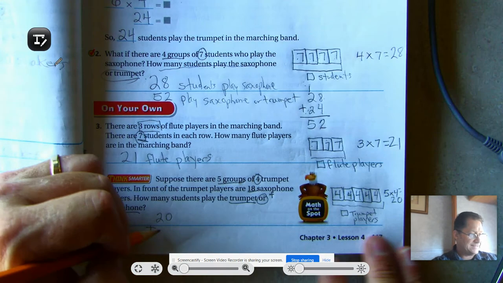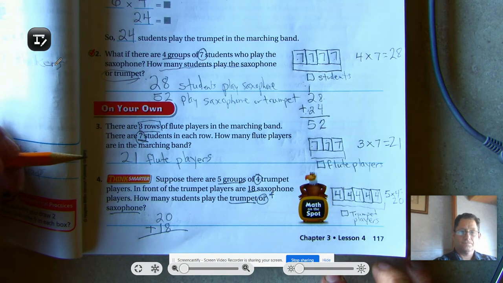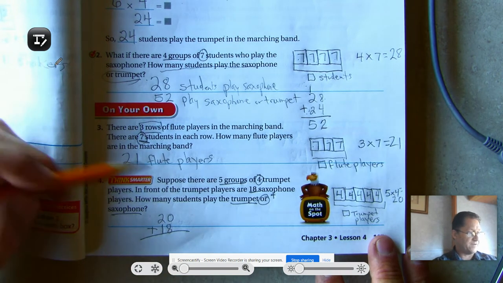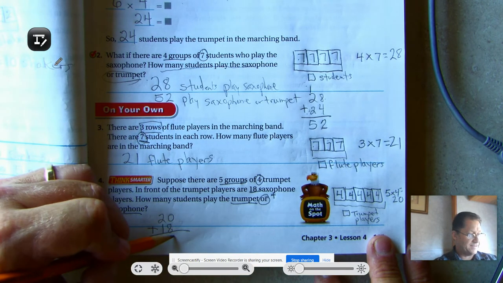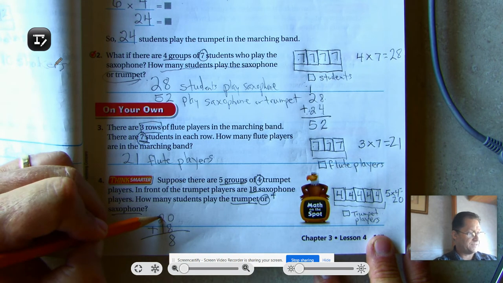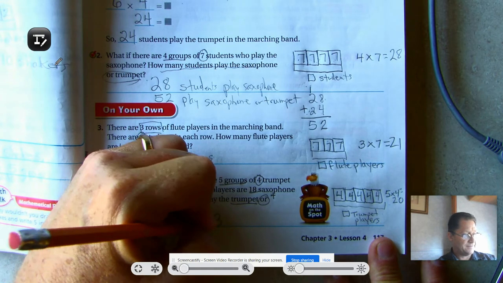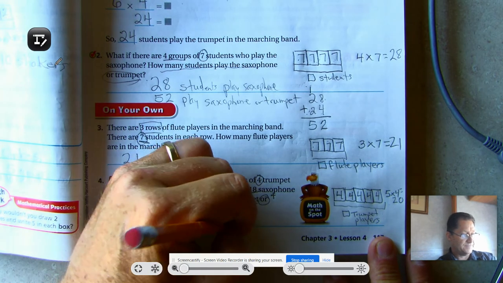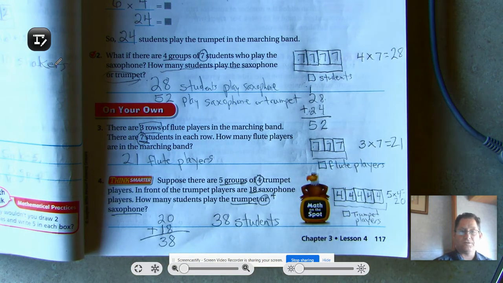plus the 18 saxophone players. So we need to add those together to find the total of how many students play trumpet or saxophone. 8 and nothing is 8. No need to regroup. 2 tens plus 1 ten is 3 tens. So 38 students play the trumpet or saxophone.